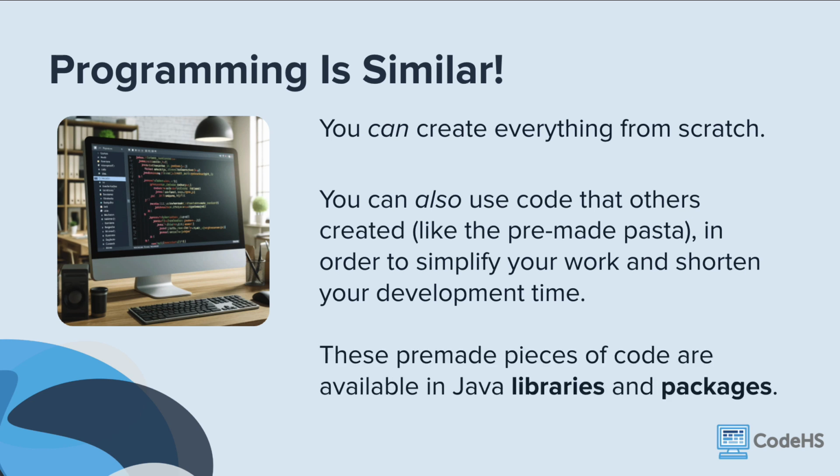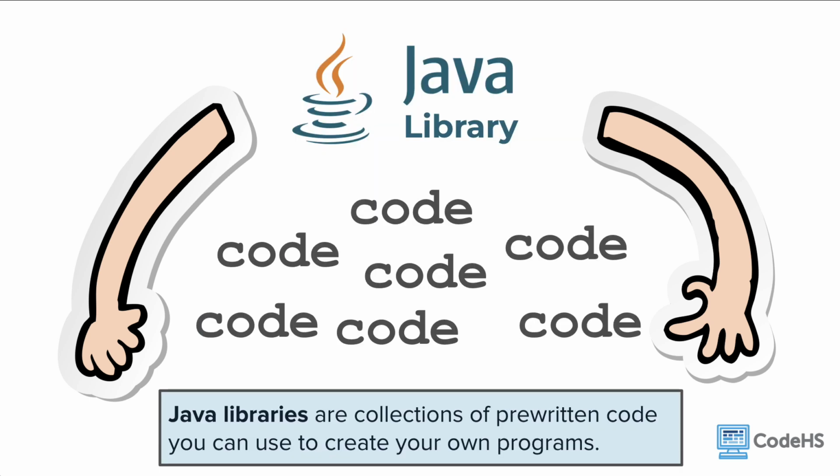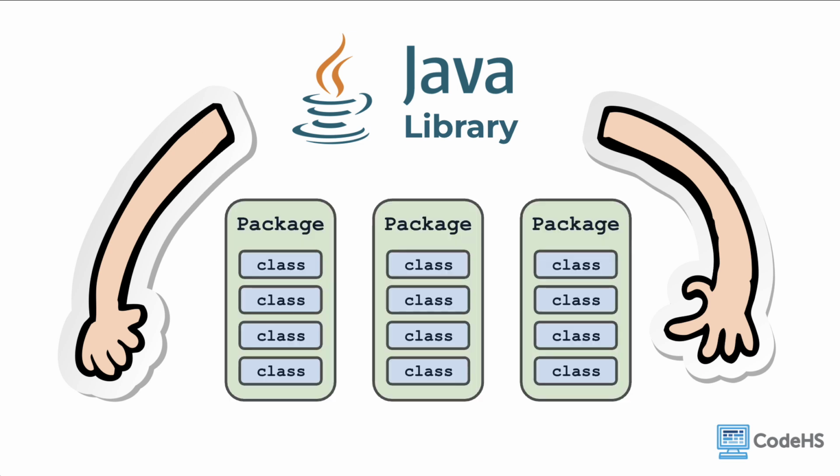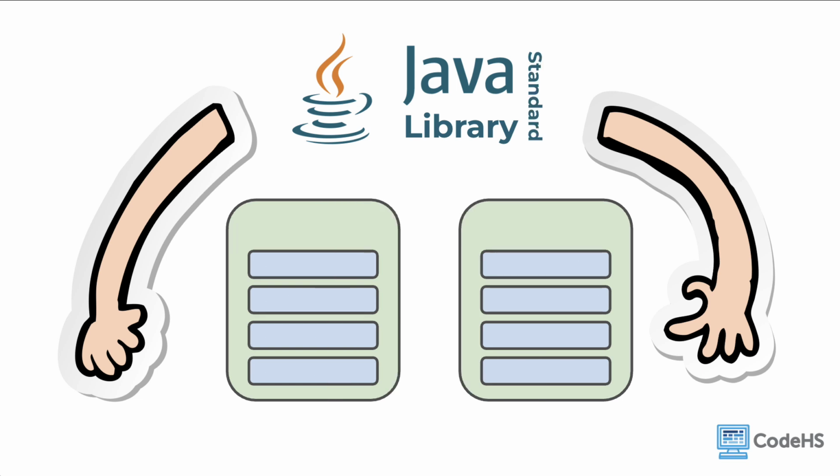These pre-made pieces of code are available in Java libraries and packages. Just like physical libraries are collections of pre-written books that we can read and use for our own purposes, Java libraries are collections of pre-written code you can use to create your own programs. More specifically, Java libraries are collections of packages, which are collections of related classes grouped together to organize the code logically. For example, within the Java Standard Library, you have a package called java.lang, which includes classes like String, Math, System, and Runtime. These are fundamental classes that are automatically imported into every Java program.